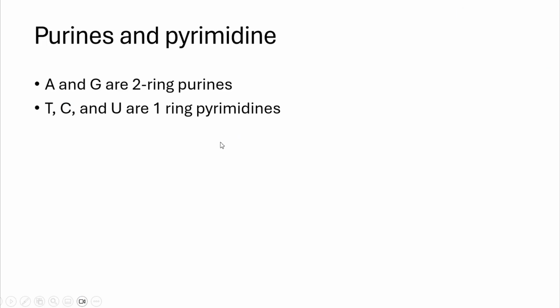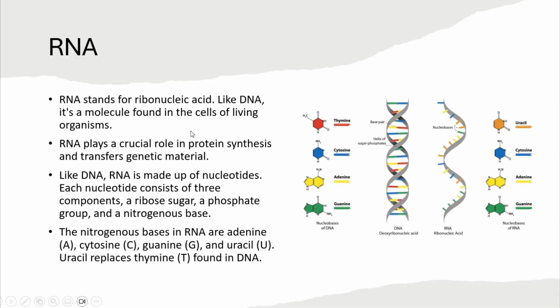So you just need to know about purines and pyrimidines. There's nothing really that you need to know here, but you just need to know that A and G are two-ring purines, that's what they're called. And T, C, and U, so that's uracil for U, that's in ribonucleic acid, are one-ring pyrimidines. So you just need to know what they are, you don't need to know anything more about them.